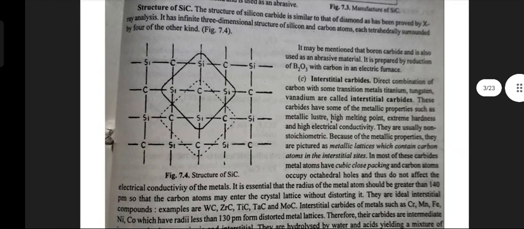The third one is the interstitial carbide. The direct combination of carbon with transition metals, titanium, tungsten, vanadium, are called interstitial carbide. These carbides have some of the metallic properties such as metallic luster, high melting point, extreme hardness, and high electrical conductivity. They are usually non-stoichiometric because of the metallic properties.